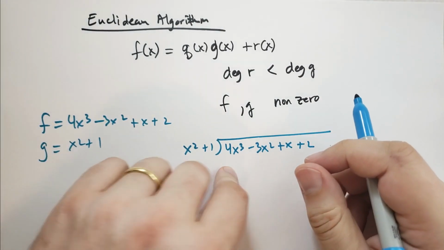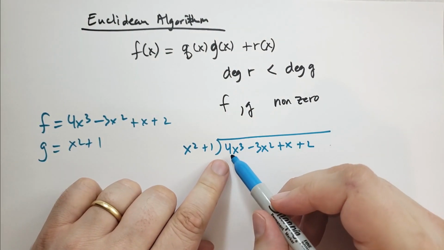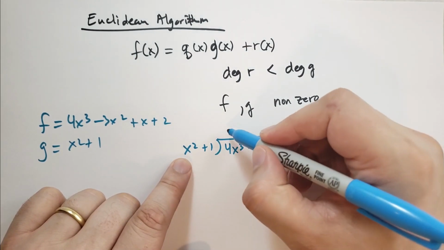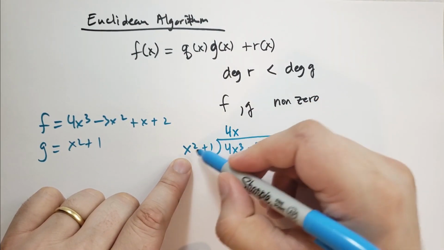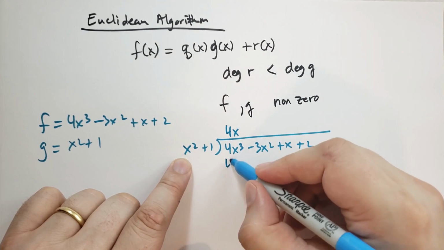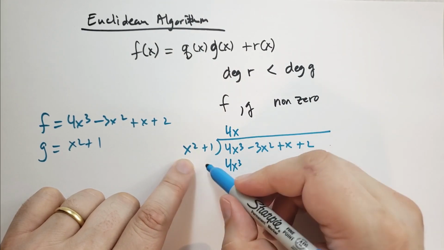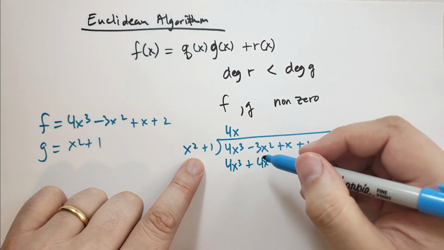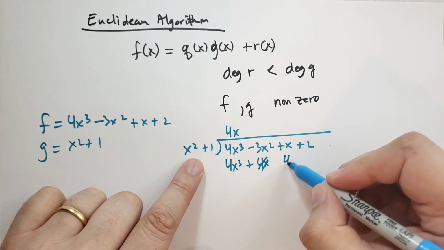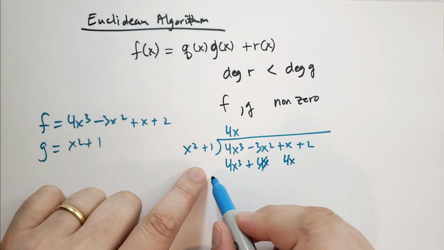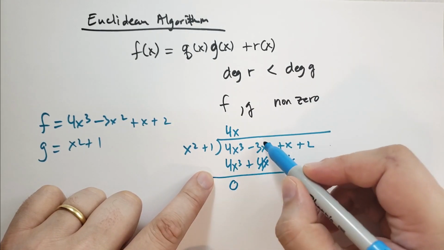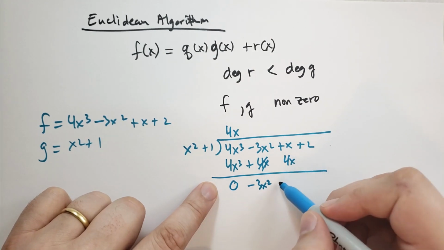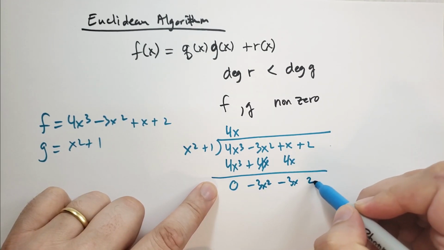Okay, and the first thing we're going to do is, in this x squared plus 1, in order to get that 4x cubed term, we need to put 4x here. So 4x times x squared plus 1 gives us 4x cubed plus 4x. Let's put this over here, so line up the x terms. And we're subtracting, so we're going to get 0. We're going to get minus 3x squared. And x minus 4x is going to be minus 3x. We're going to bring down the 2 as well.